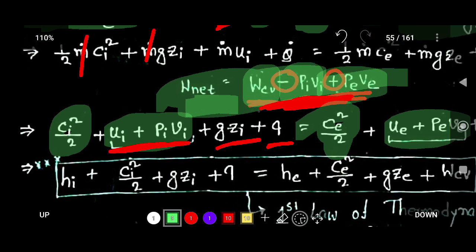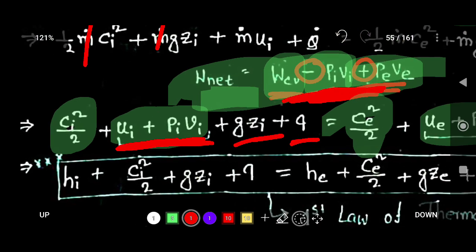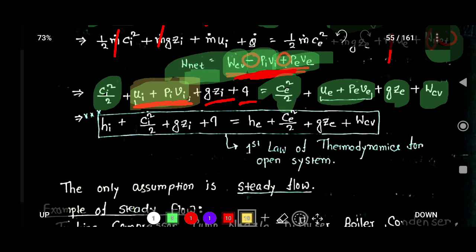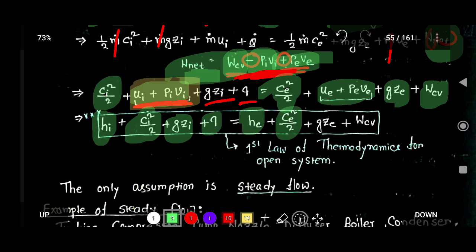So basically here ui plus pi vi is the specific enthalpy. Okay, so you can write ui plus pi vi as specific enthalpy: hi plus ci square by 2 plus g zi plus q, that is equal to he plus ce square by 2 plus g ze plus w of control volume. So this equation is the steady flow energy equation.